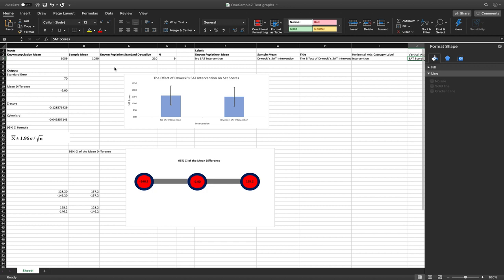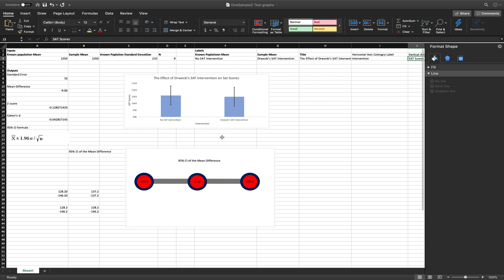Now, this bottom graph is a really cool graph. I would argue that the signal is the mean difference, and I've been arguing that all semester. This mean difference is the most important thing in our entire study. So our 95% confidence interval is simply stating that we are 95% confident that the true population mean difference falls between a range of negative 146.2 and positive 128.2. And you're like, what does that mean?